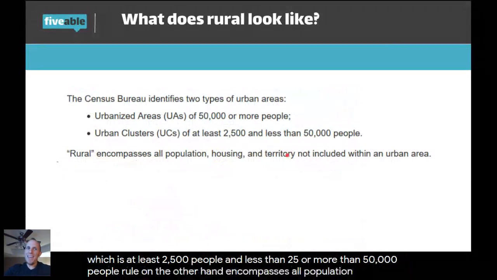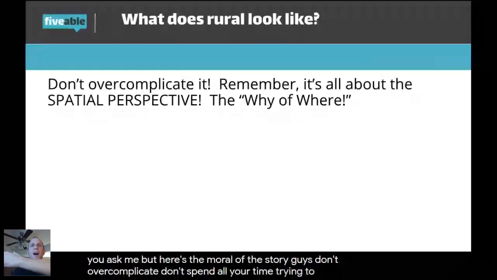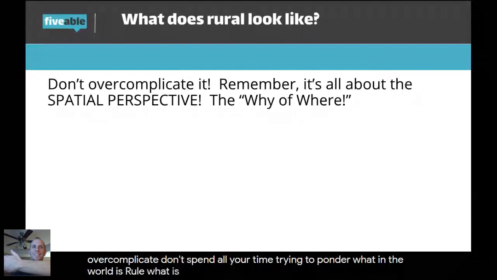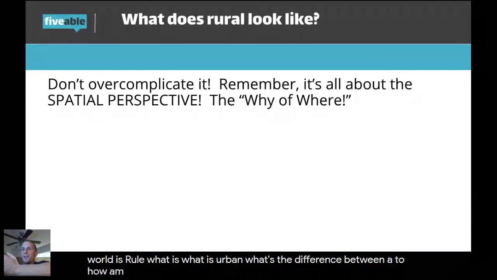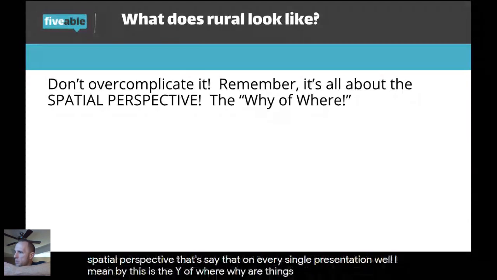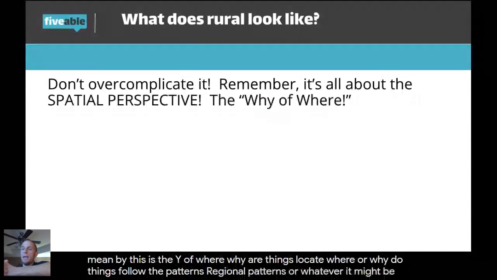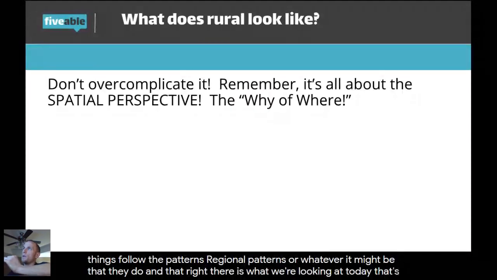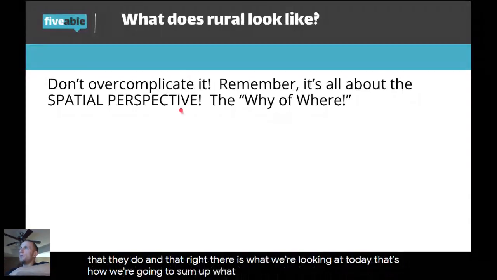Still pretty vague if you ask me, but here's the moral of the story, guys. Don't overcomplicate it. Don't spend all your time trying to ponder what in the world is rural, what is urban, what's the difference between the two, how am I going to know this on the test? The reality of it is it's all about the spatial perspective. And I say that on every single presentation. What I mean by this is the why of where. Why are things located where they are, or why do things follow the patterns, regional patterns, or whatever it might be that they do? And that right there is what we're looking at today. That's how we're going to sum up what rural land use is.